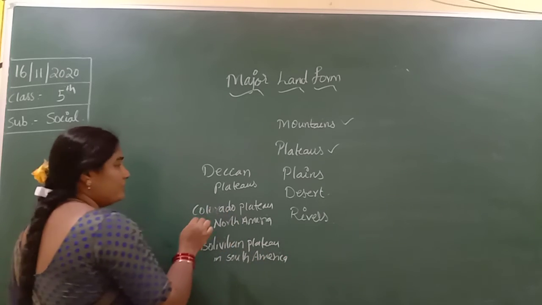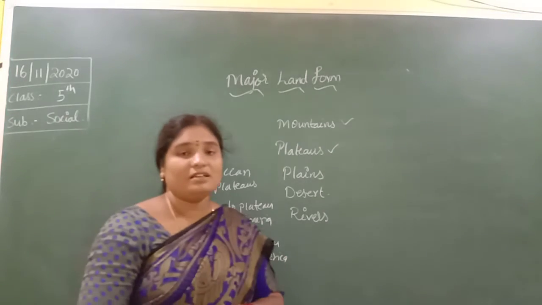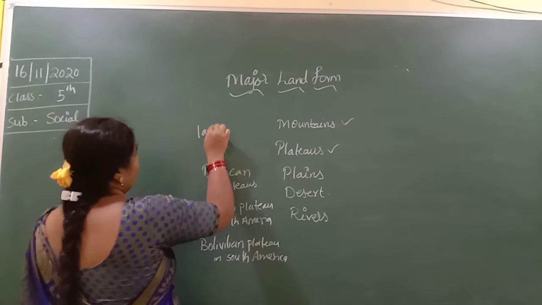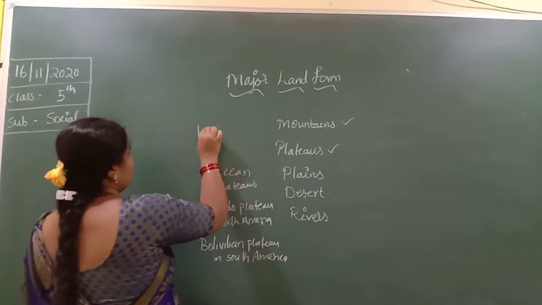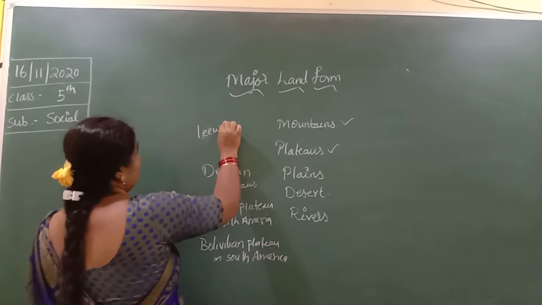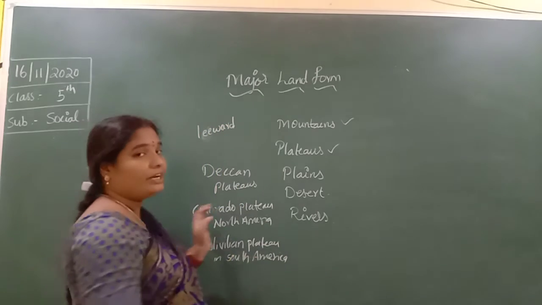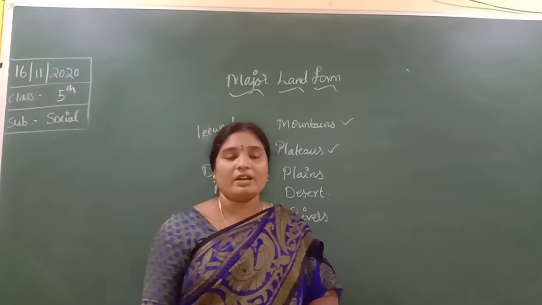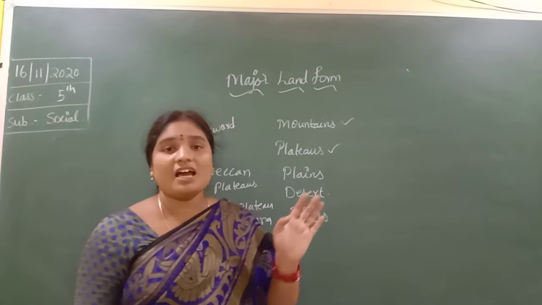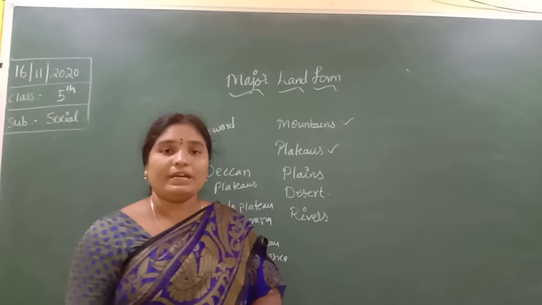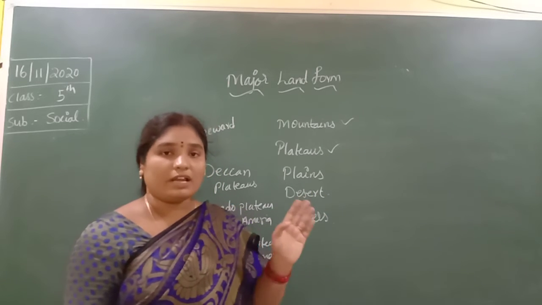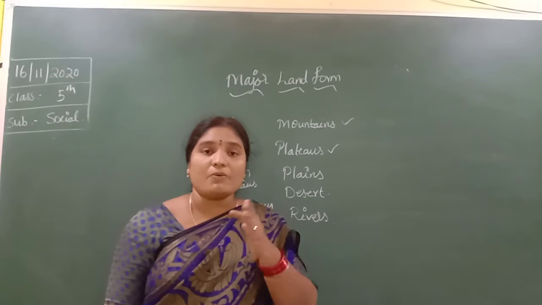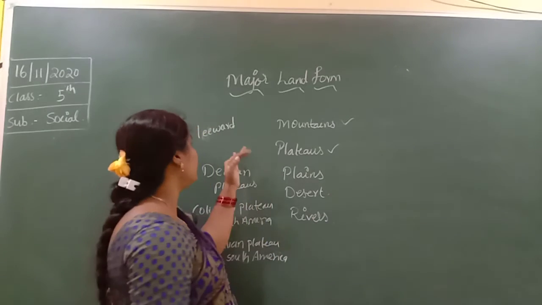Most of the plateaus are known as leewards. So what is a leeward? The plateau which is surrounded by the hills is known as a leeward. There it causes low rainfall. The plateaus that get low rainfall and are surrounded by the hills are known as a leeward.